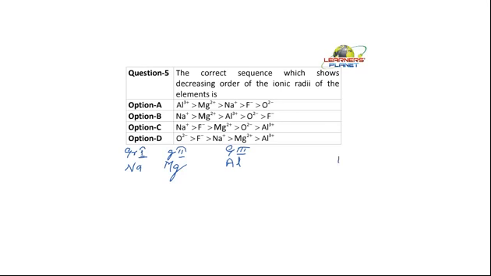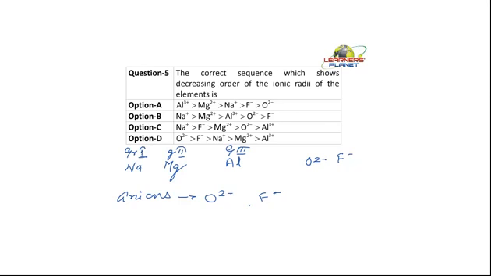Then we have the anions, that is, F minus and O2 minus. So students, always remember, anions have a bigger size than cations. Right? So your anions are bigger in size than cations. So what all are the anions here? O2 minus and F minus. Of these, which will be bigger?